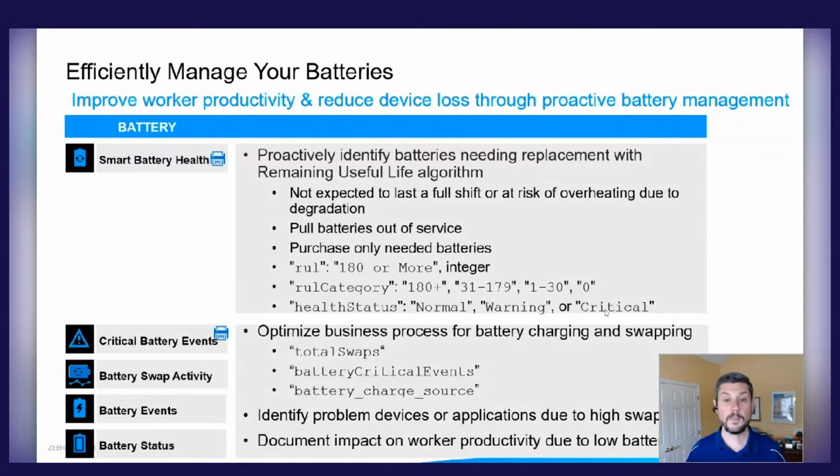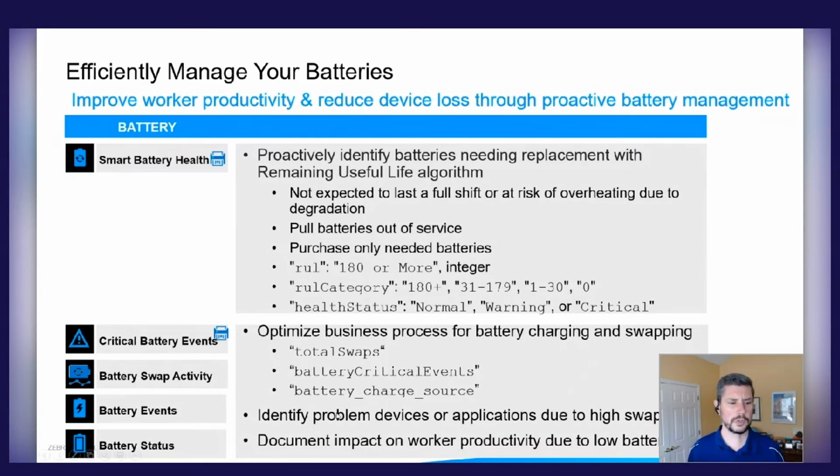We also see companies that after a certain amount of time tend to just order batteries in bulk. And then if those batteries aren't needed, or sometimes people aren't even aware of that, they end up wasting money. And so this allows people to tie directly into which batteries need work, which should be replaced.